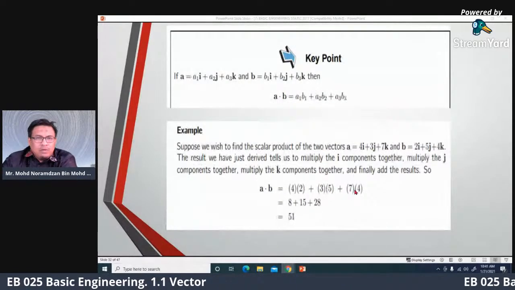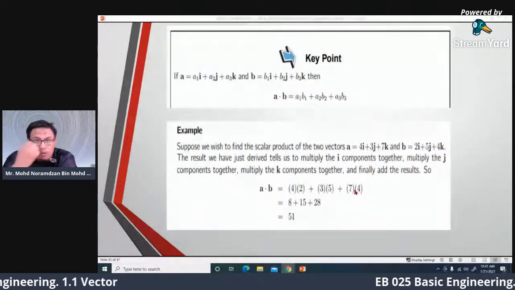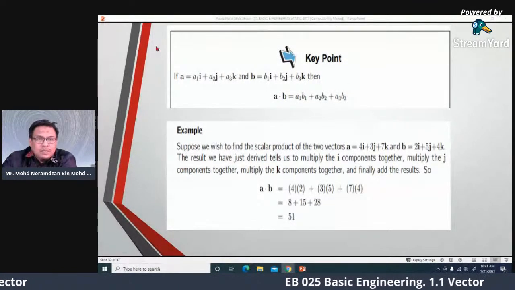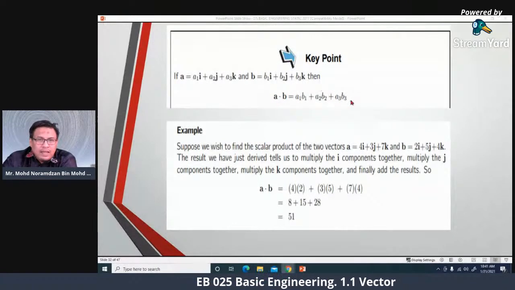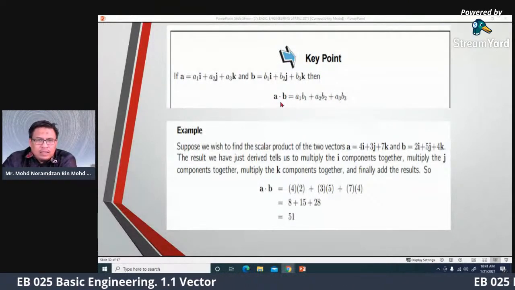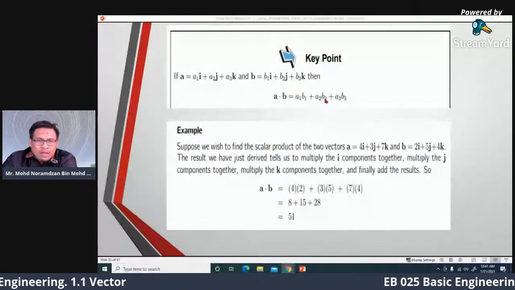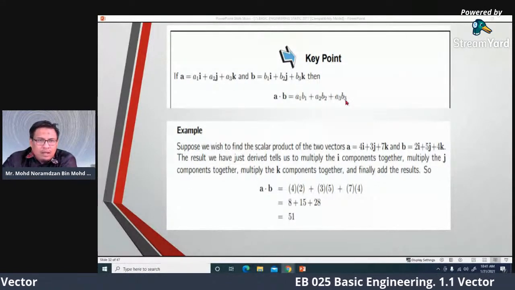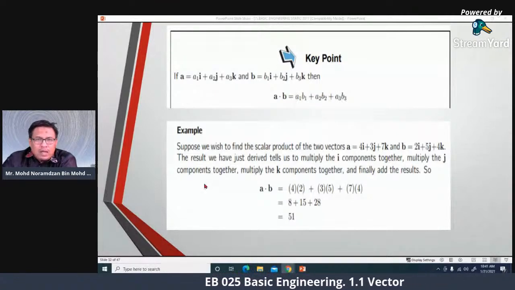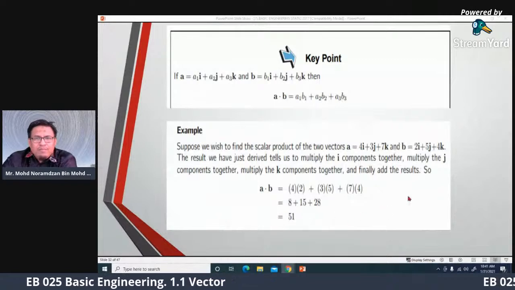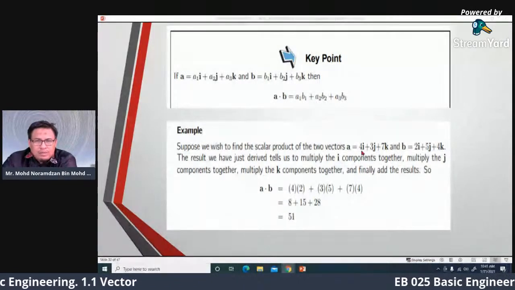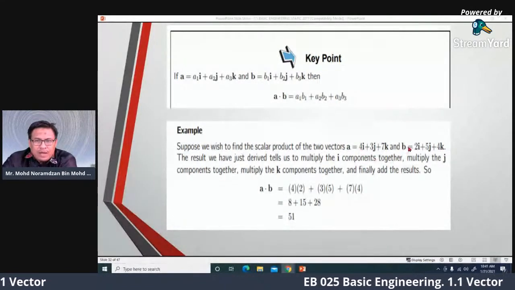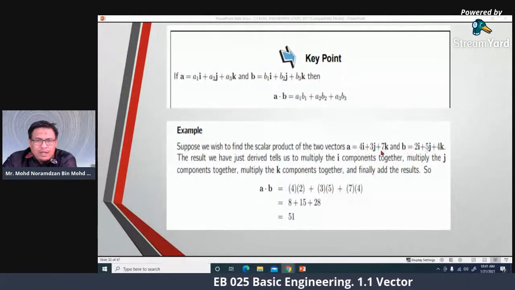This is the formula: A dot B equals A1 B1 plus A2 B2 plus A3 B3. As in the earlier example, 4 times 2, 3 times 5, 7 times 4.